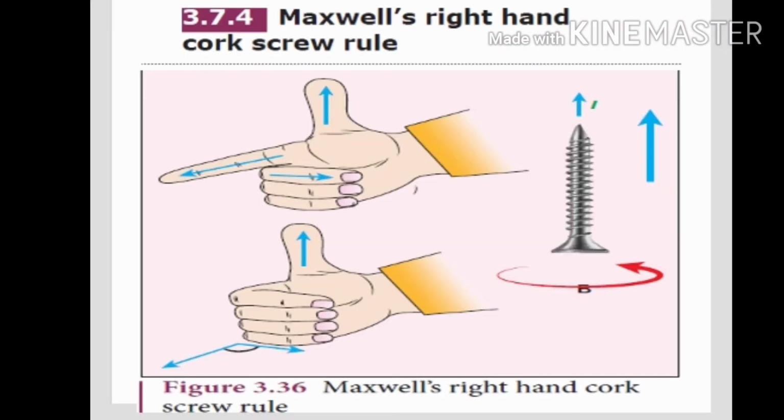Next one is Maxwell's right hand corkscrew rule. According to this rule, it is used to determine the direction of magnetic field. If we rotate a right-handed screw using a screwdriver, then the direction of current is the same as the direction in which the screw advances, and the direction of rotation of the screw gives the direction of the magnetic field.